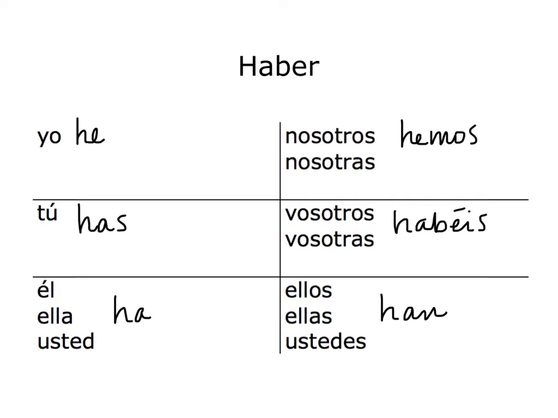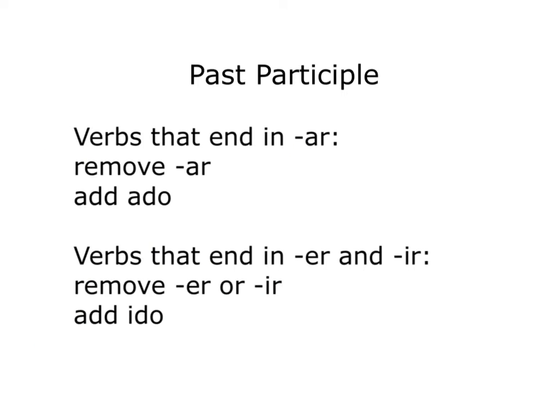But wait, there's more. This is a compound tense. We only have one part. We need to do the other part. Hang on, we're going to learn that next. Making the past participle in Spanish is kind of like making the past participle or ed form in English. For verbs that end in AR, you remove the AR just like we took off the word to in English, and instead of adding ed or en, you add ado.